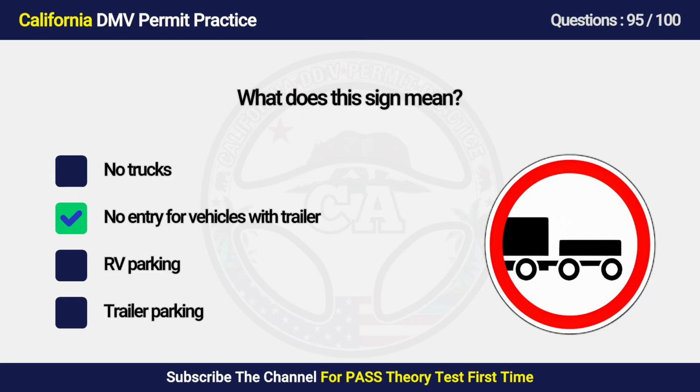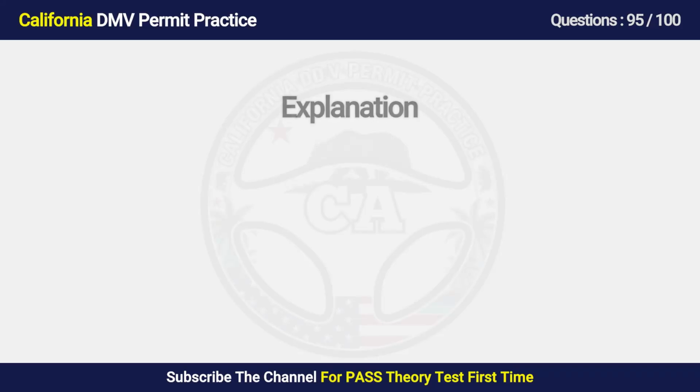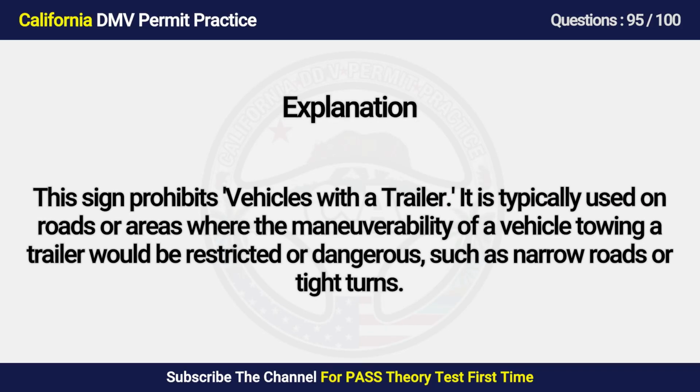Answers is B. No entry for vehicles with trailer. This sign prohibits vehicles with a trailer. It is typically used on roads or areas where the maneuverability of a vehicle towing a trailer would be restricted or dangerous, such as narrow roads or tight turns.